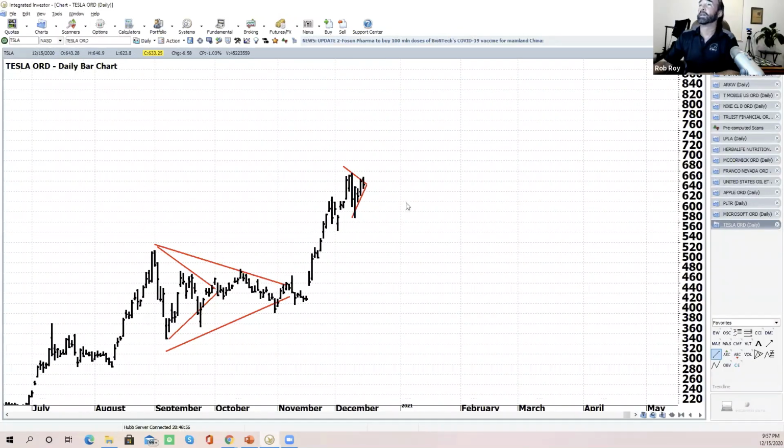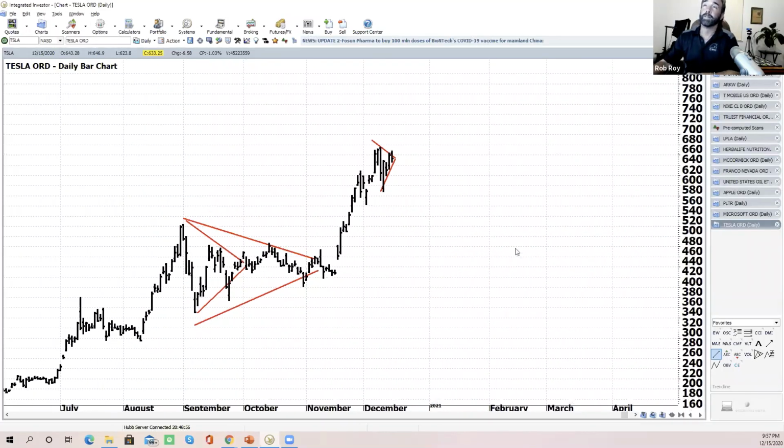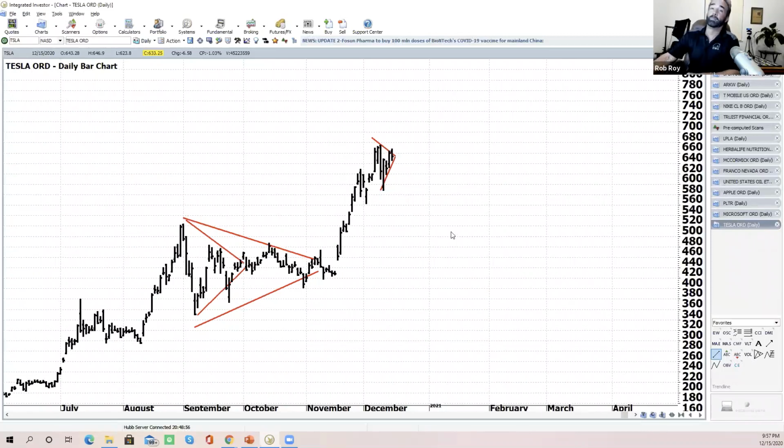It's not nearly as large of a triangle, but let's see what 660 down to 560. Doesn't seem like 100 points, but it is. So 80 to 100 points is coming on Tesla. I don't know which way, but it's coming. Probably pretty soon.